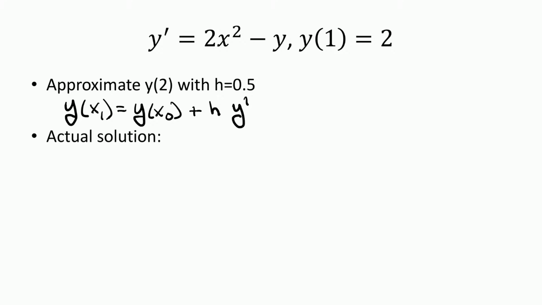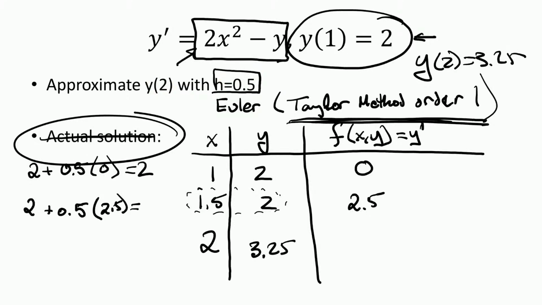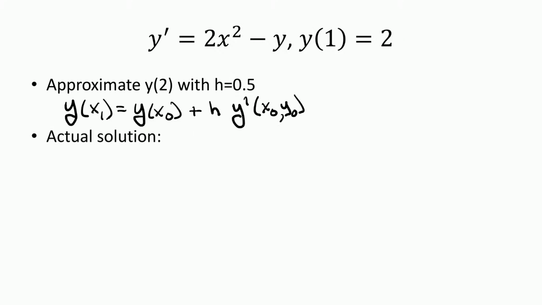y prime of x0, y0. What that's referring to is just the slope. So what we did with Euler's method is we said, there's y prime, I'm just going to put x and y into that, and I get my slope. So that's all that is. The tricky part with this second order method is, where in the world are we supposed to get this thing? y double prime.